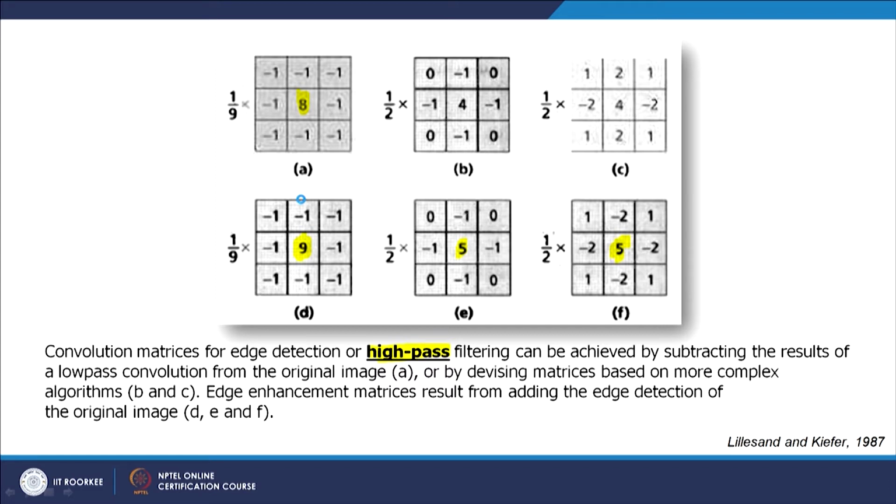If we are going for edge detection, then we must know for which direction we want to emphasize the features. That is why in some cases, like if I take this example, only 2 values have minus, and the rest have positive values. So what is basically the purpose here is devising matrices based on more complex algorithms, which is the example of B and C. Edge enhancement matrices result from adding the edge detection to the original image, for example D, E and F. So if we know these things, then we can emphasize that I want to enhance only edges, not all local features, through a high pass filter. So these are the two.